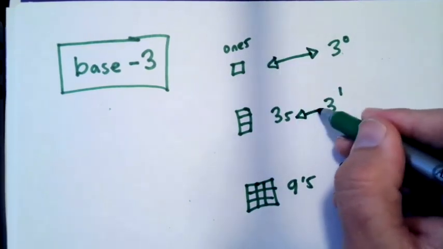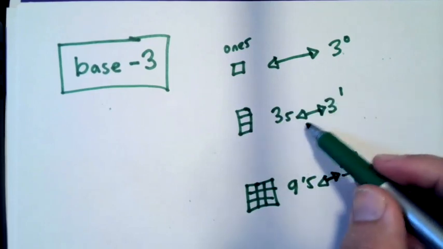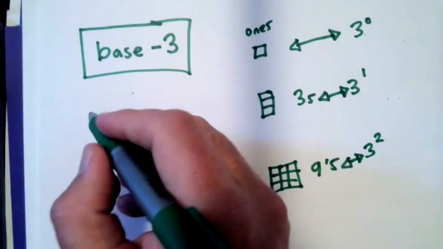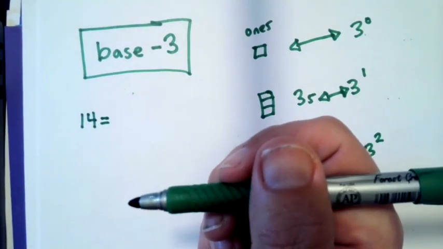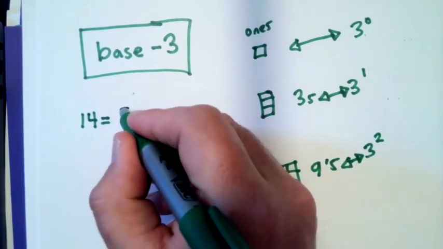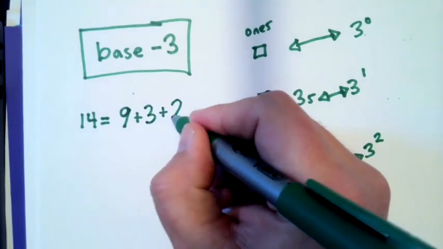Now, what's the largest amount of 3s I could have? I could only have up to 2 3s, because if I get to 3 3s, I'm going to trade them in for a 9. As an example, if I looked at the number 14, I'm going to look for the largest power of 3 that I can pull out of this. Well, 14 I can write as 9 plus 3 plus 2.